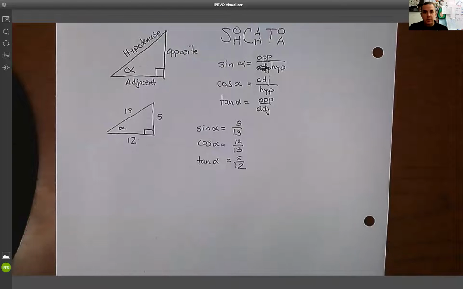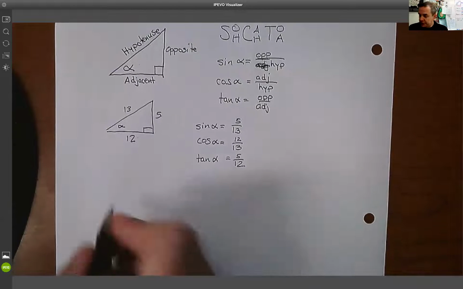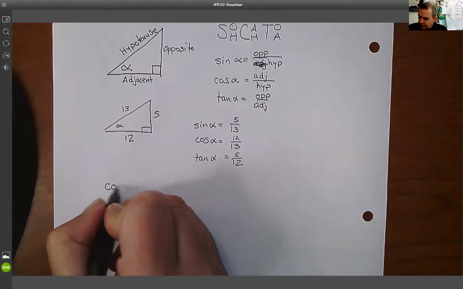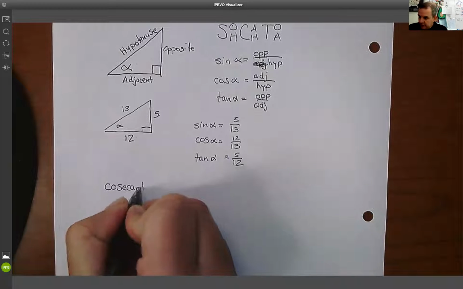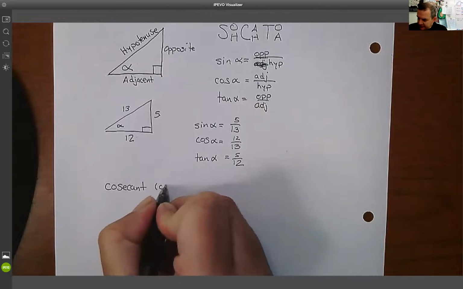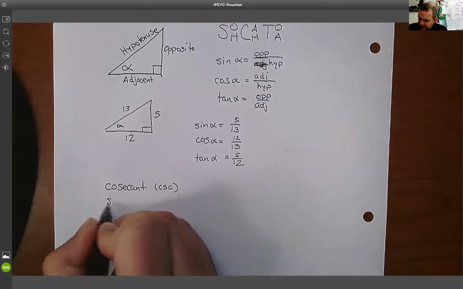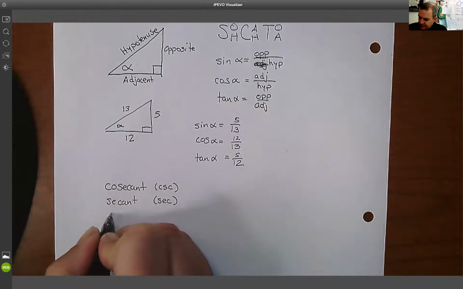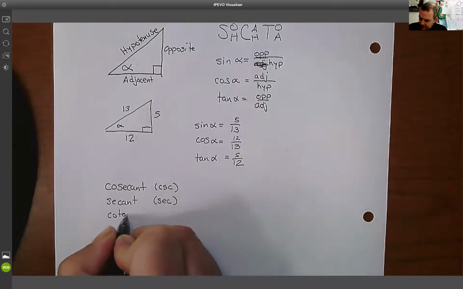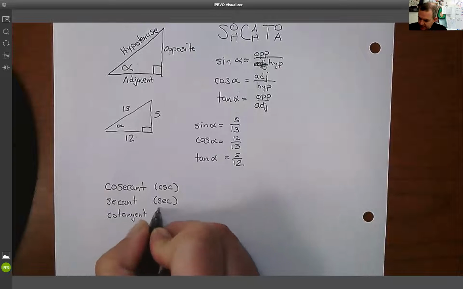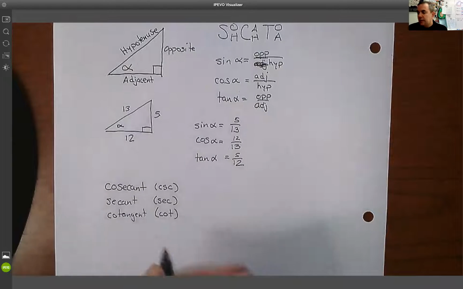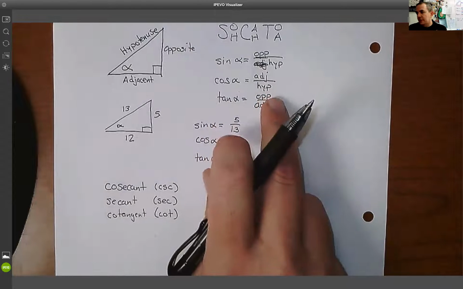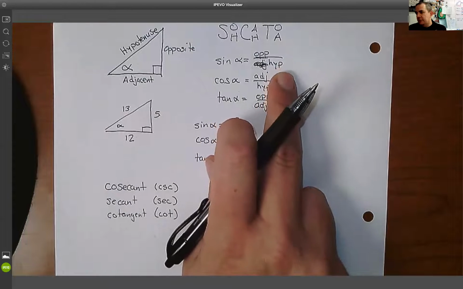We closed it off today with the 3 other trig functions you need to know. They are cosecant, often abbreviated CSC, secant, abbreviated SEC, and cotangent, abbreviated COT. These all are inverses of the first three. They take the fraction and take the reciprocal.